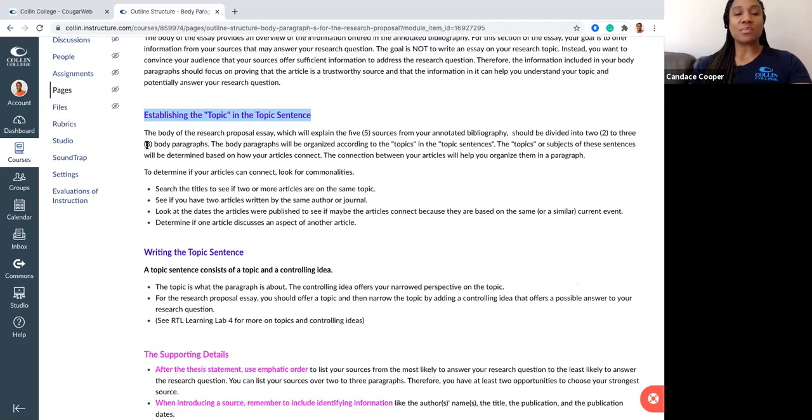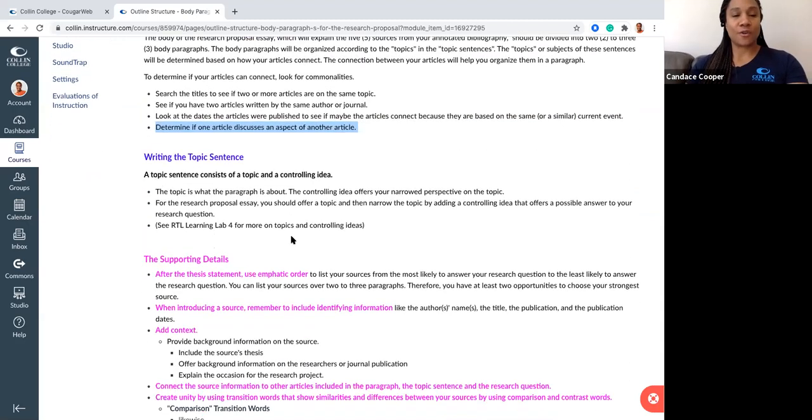Okay, so this is a process for getting your topics, all right? It tells you step by step what to do. Search the titles, see if you have articles written in the same journal or by the same author. That's a good little tip to use. You can look at the dates to see if the dates connect. Maybe because there's a current event, like I talked about the flesh-eating or brain-eating bacteria that was found in Lake Jackson recently. And you can look at that, or maybe you can determine if one article discusses an aspect of another article. All right, so these are ways that you can try to connect 2 to 3 articles together.